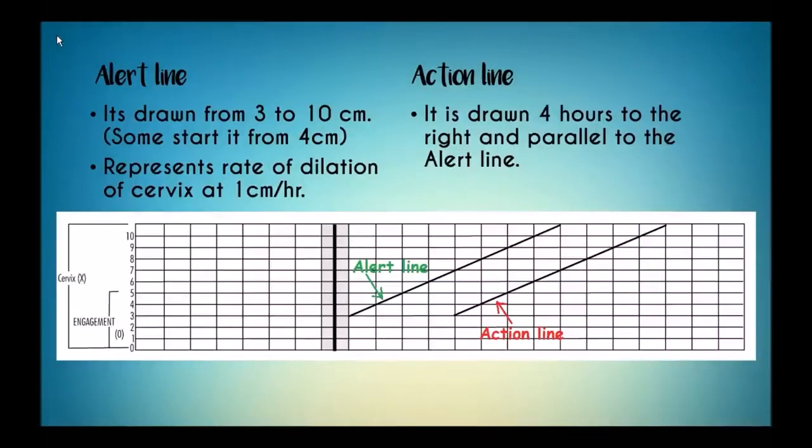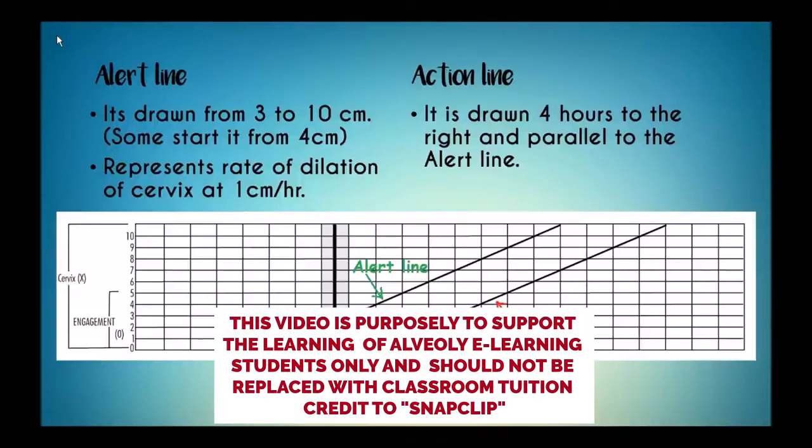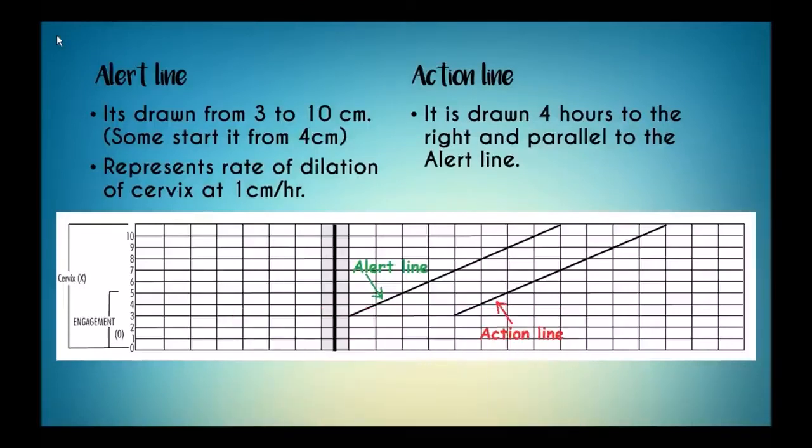The slope of the line is adjusted in such a way that it represents the rate of dilation of cervix at 1 centimeter per hour. The action line is drawn 4 hours to the right and parallel to the alert line. If during the labor the graph crosses the alert line, it may be considered as a warning and cautious monitoring is needed. When the graph crosses the action line, the patient has to be referred to higher centers, or a decision must be made about the cause of slow progress of the labor, and appropriate action should be immediately taken.